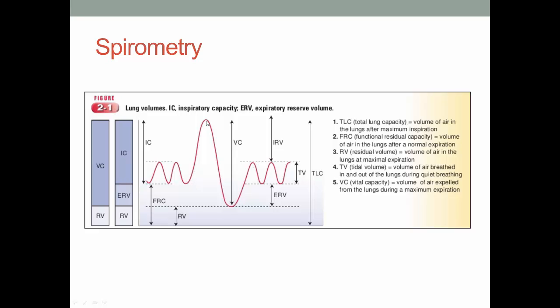And then immediately after the deep breath in, they exhale as much as possible. So from top to bottom, from inhale to exhale, that's your vital capacity. That's the most amount of air that can be transferred in and out of your lungs. If you look down here below this, you see RV. That's your residual volume. That's the amount of air in your lungs that you cannot expel no matter how hard you try. And then you have your total lung capacity.